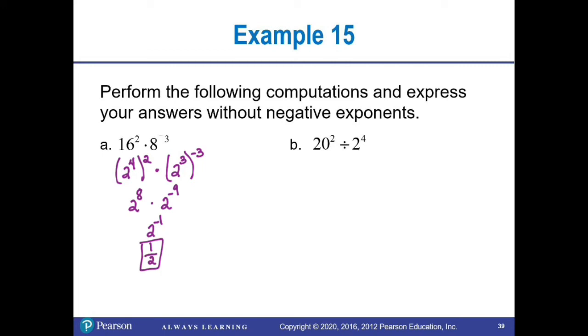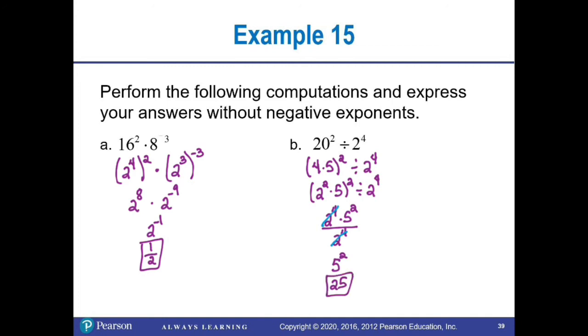Look at part B. We have 20 squared divided by 2 to the 4th. Again, if at all possible, I want to try to get like bases. Well, 20 I can rewrite as 4 times 5, and 4 I can rewrite as 2 squared. A power to a power I multiply, so I'd have 2 to the 4th. The 5 also gets that squared power, and since I'm going to divide, I'm going to write this as a fraction with that 2 to the 4th in the denominator. My 2 to the 4th will cancel out because one's on top and one's on bottom. I'm left with 5 squared, or 25.